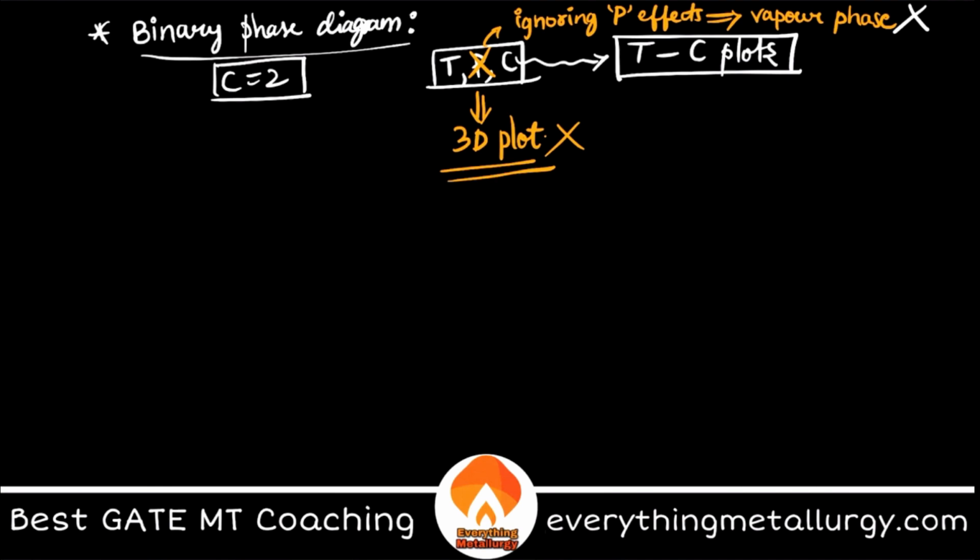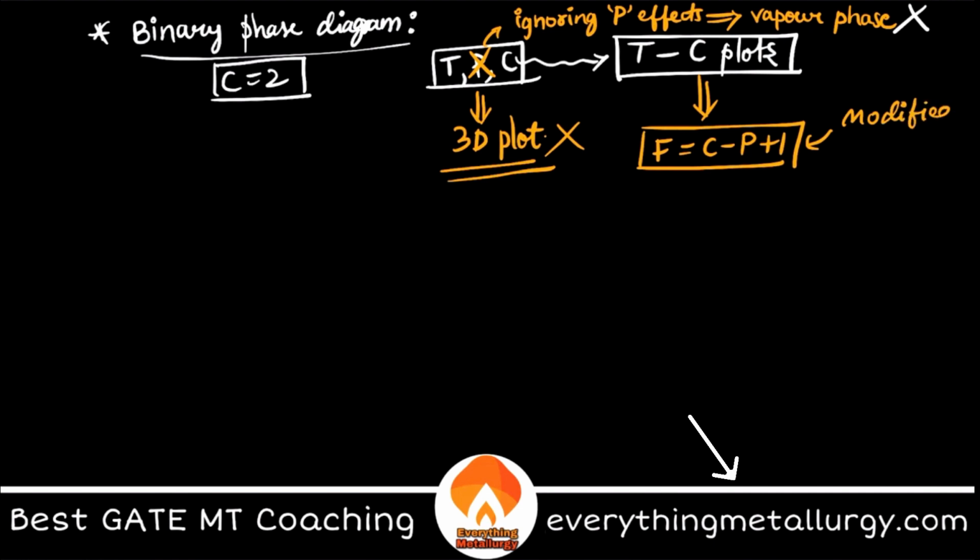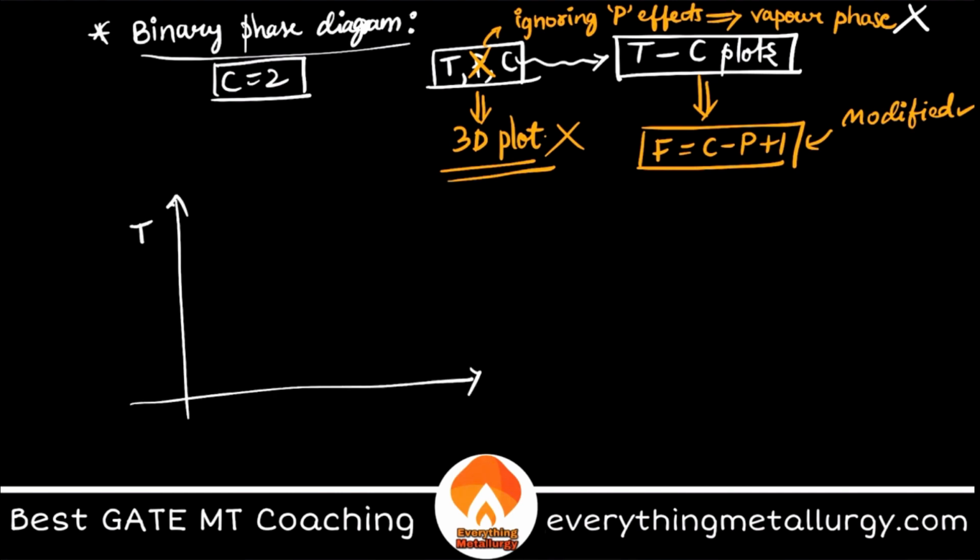So here what is the Gibbs phase rule that is used? The modified one, C minus P plus 1, because the pressure is ignored. This is the modified phase rule. So again, it will be T versus X curves. X, or usually people write in terms of weight percentages.